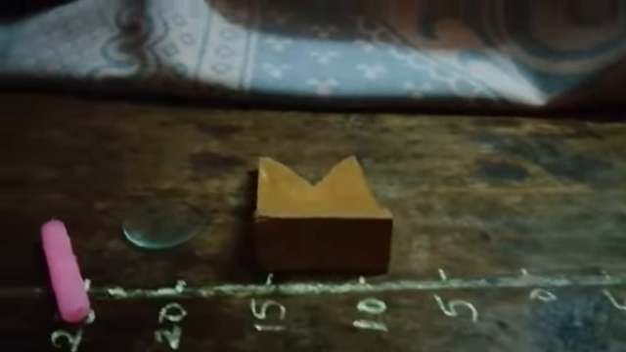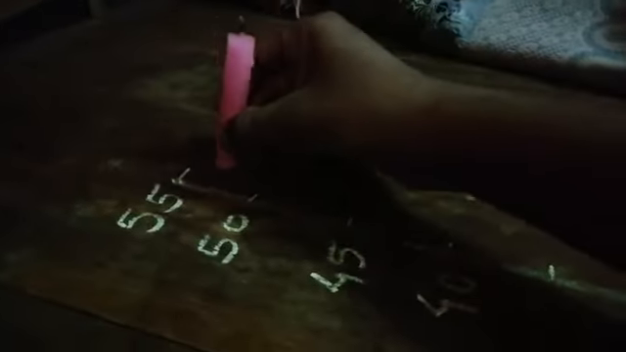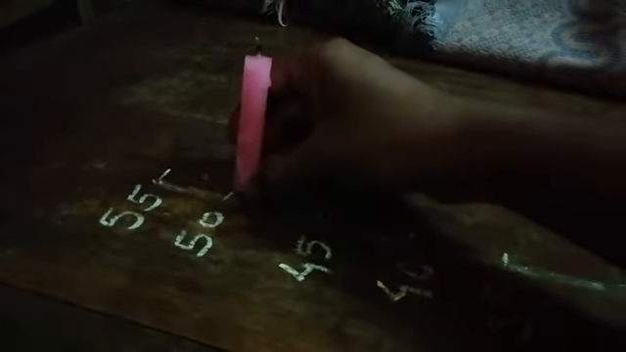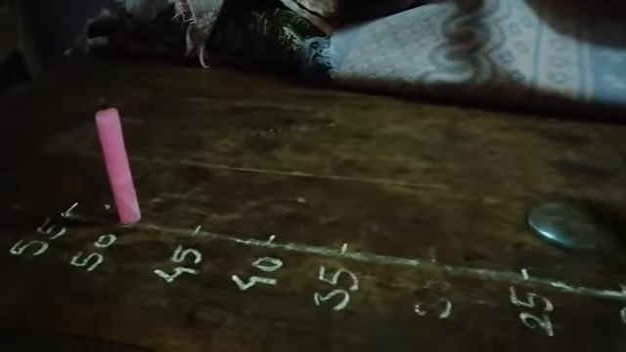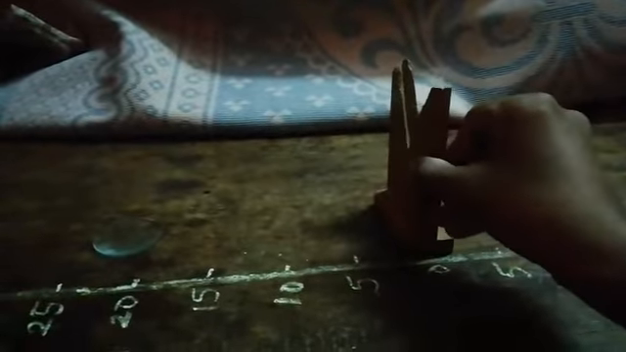Right. So first take a candle as object and place it at 50 centimeters. And take a V stand and place it exactly at 0. Now take a biconvex lens, adjust it on V stand.